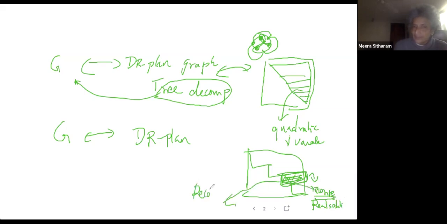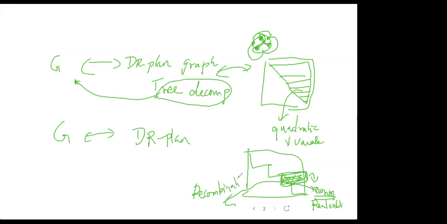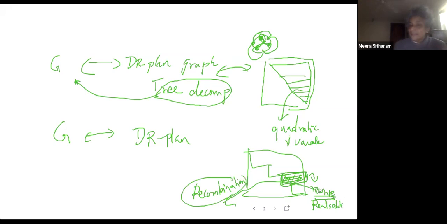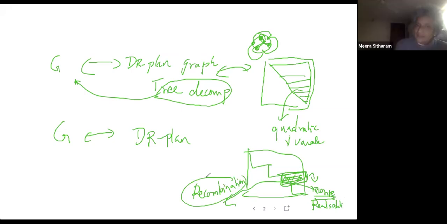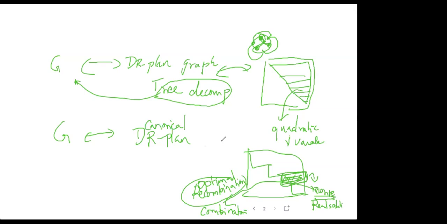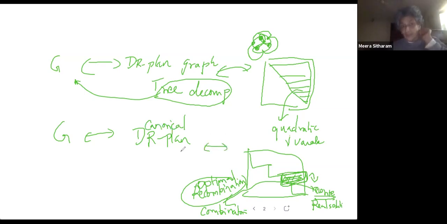And this part, how you rewrite makes a big difference. That's another optimal recombination, which we can also attack in a combinatorial way by imposing another combinatorial object on top of this canonical DR plan. And we'll come to that later. So you have some properties of the graph, you have some properties of the DR plan, and correspondingly you'll get other combinatorial properties of the actual system.